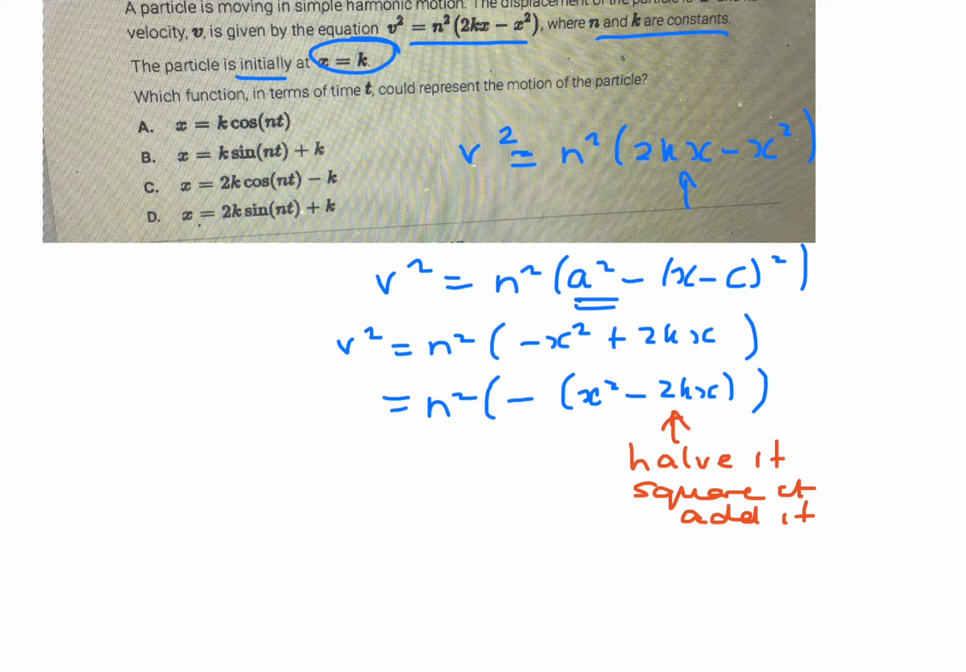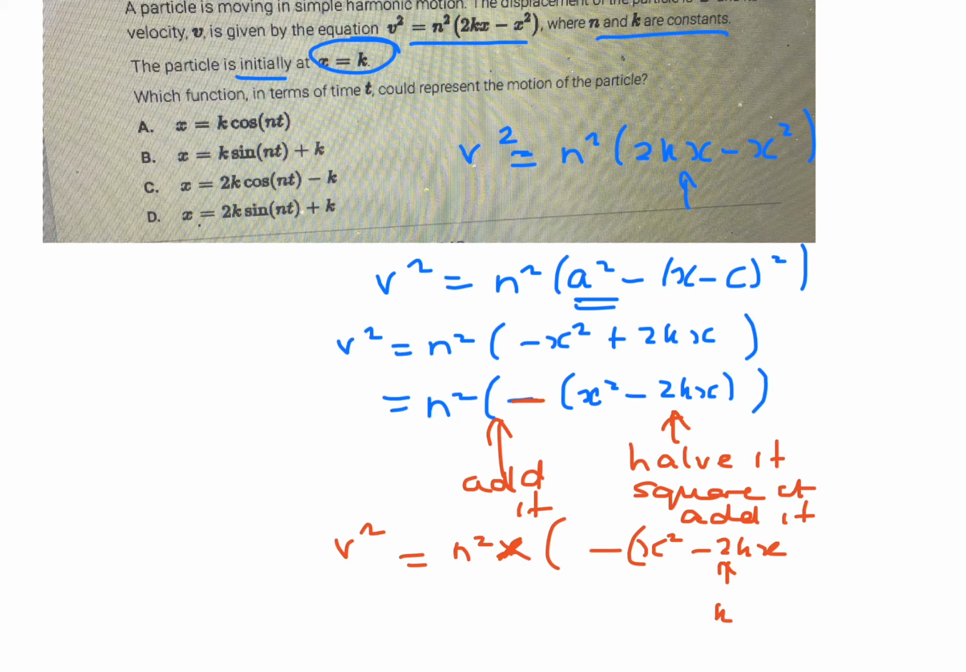Okay, but if I add it here, I need to actually add it here. Because by adding it here, that means that with this minus here and the brackets, I'm going to subtract what I add. So it's going to be v squared is n squared times, that's outside the bracket, minus x squared minus 2kx.